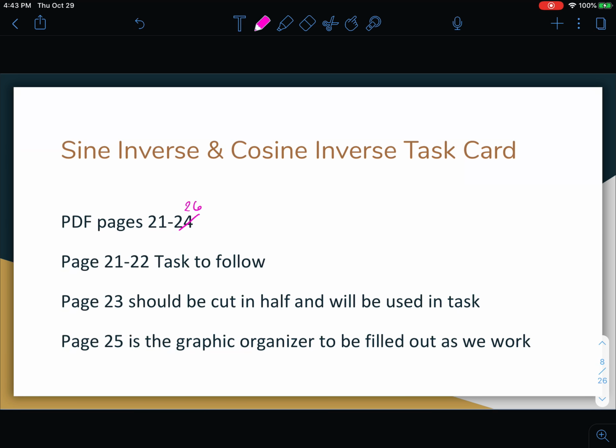Pages 21 and 22 are the task we're going to be following and writing our answers on. Page 23 is going to be cut in half, and we're going to be using this in the task. You'll need a pencil for that part. And then page 25 is the graphic organizer, and we'll fill that out as we complete the task.